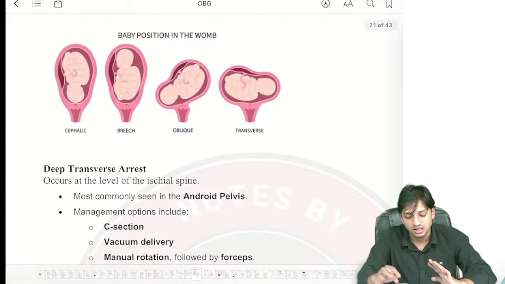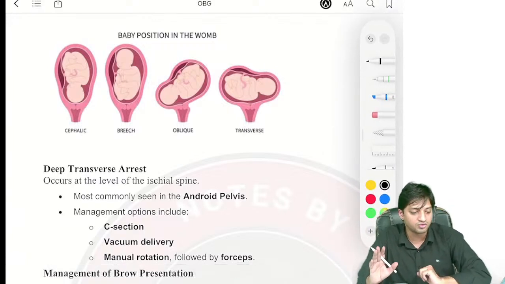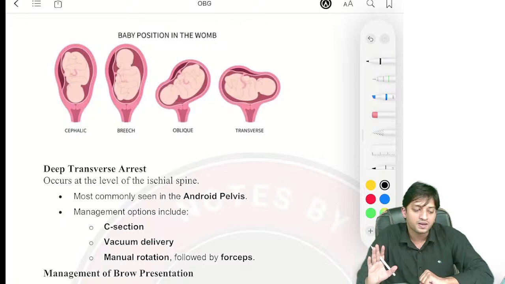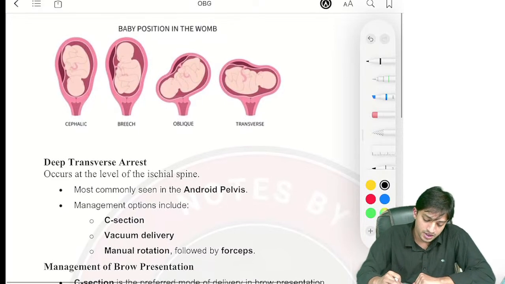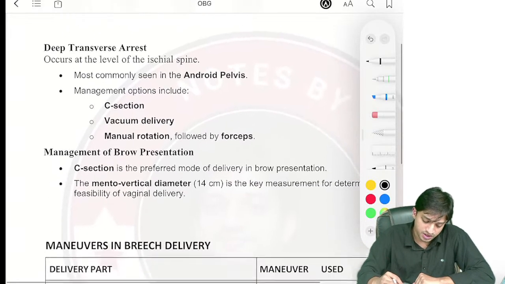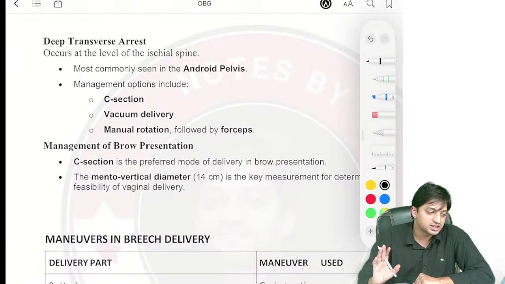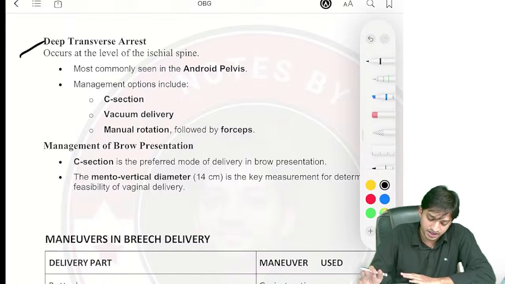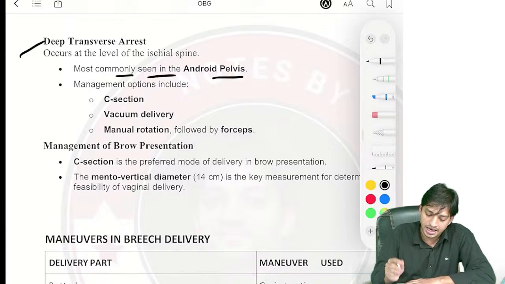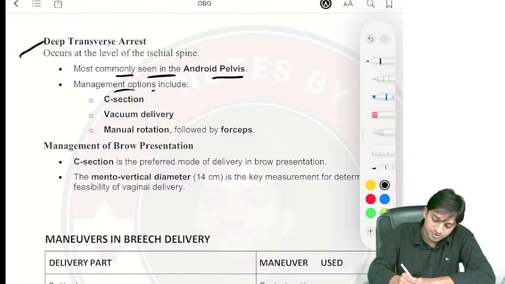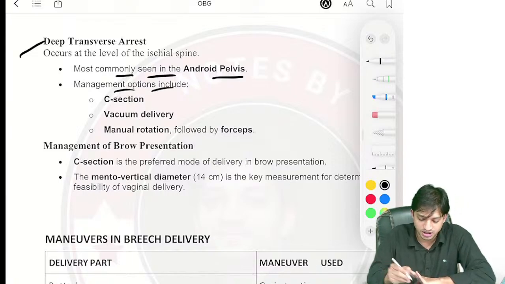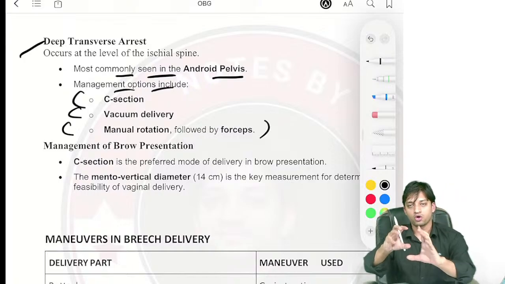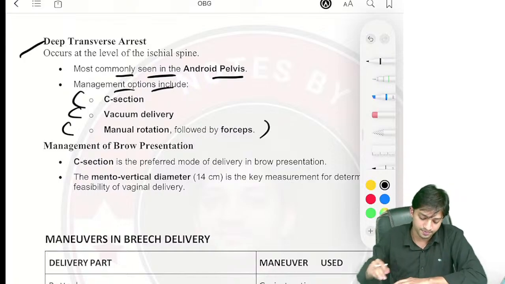We have discussed how to read NST. Even if they give a very tough paper, they will give you this much, right? Now, coming here, deep transverse arrest. When does the deep transverse arrest happen? It occurs at the level of the ischial spine, most commonly seen in android type of pelvis. Management options include C-section, vacuum delivery, and manual rotation followed by forceps-aided delivery, right?